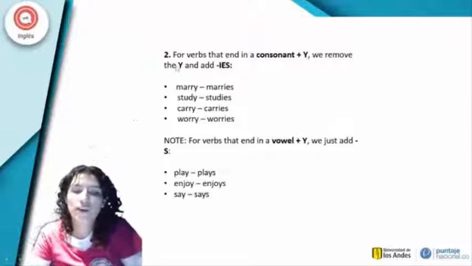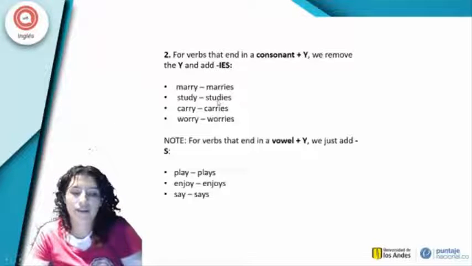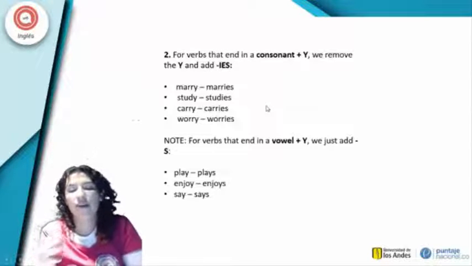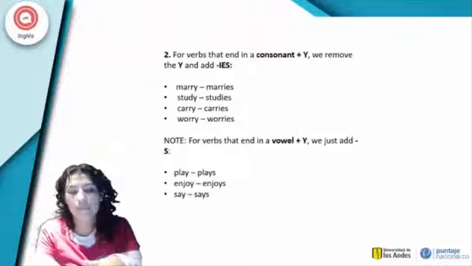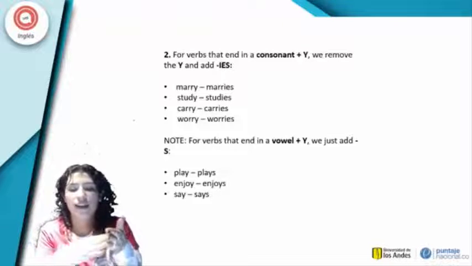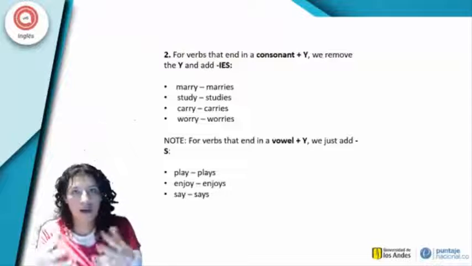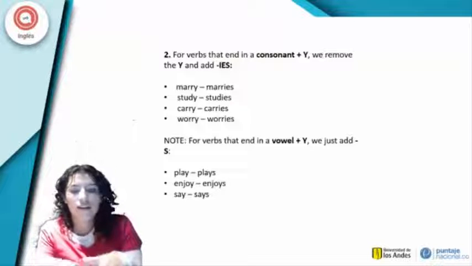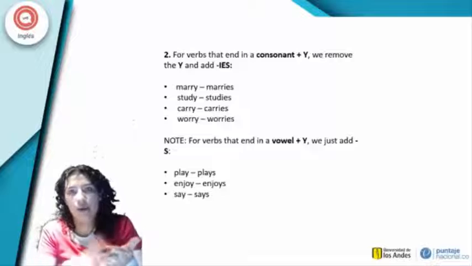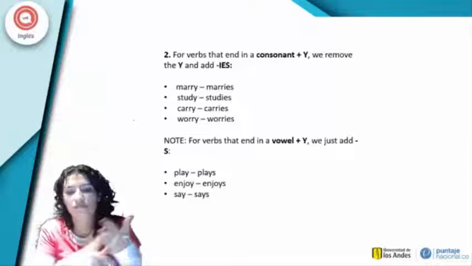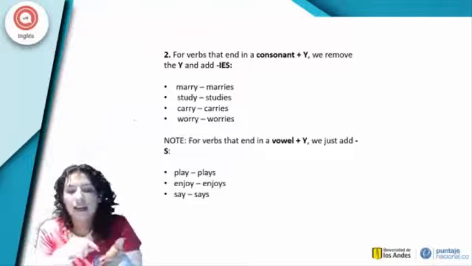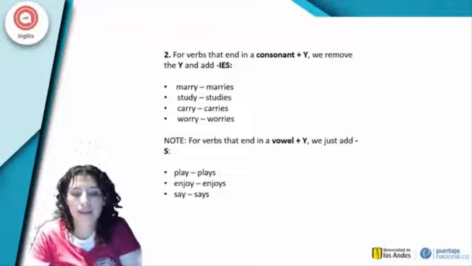We remove the Y and change it for an IS. So marry, marries. Study, studies. So what happens here? Lo que pasa aquí es que cuando termina consonante y la letra Y, que en el español, en el inglés se usa también como una vocal, como el sonido de la vocal I, tenemos que cambiar la Y por una I normal, una I latina. Y agregamos la ES. Entonces, marry, marries, study, studies, carry, carries, and worry, worries.